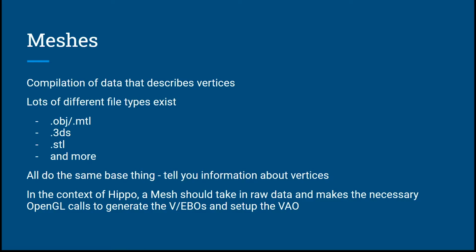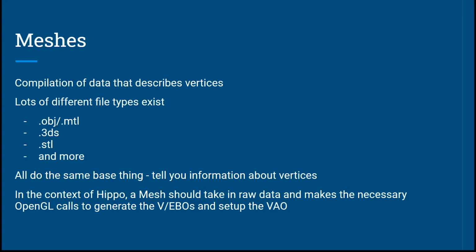And for us, we're going to take that vertex information and actually use it to render, right? So when I talk about meshes in the context of Hippo, it's really just going to be a class that can take some raw data. It'll make the necessary OpenGL calls and generate all of the state on the OpenGL side in order to allow us to quickly bind and unbind a mesh and have the rendering work for that mesh.